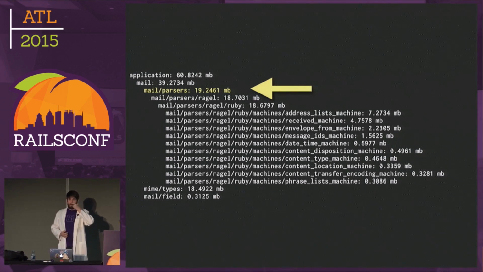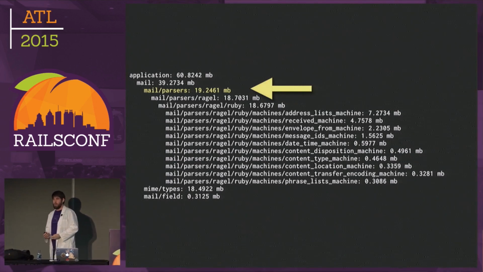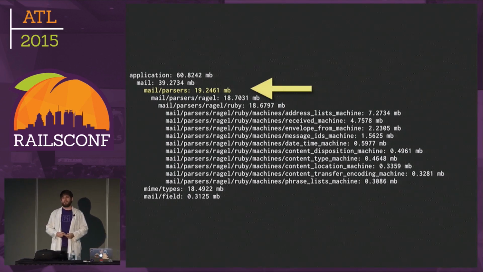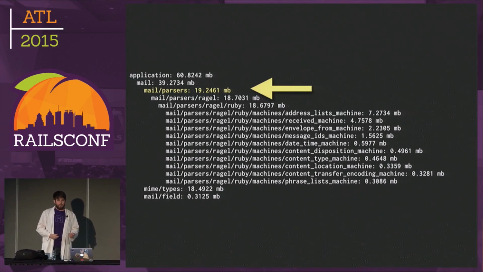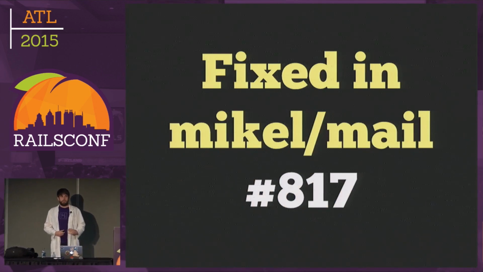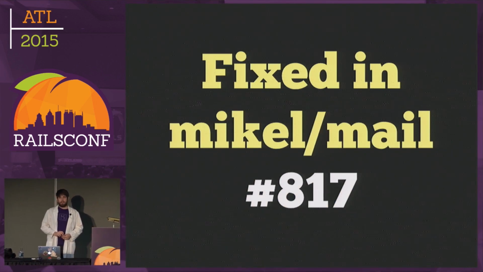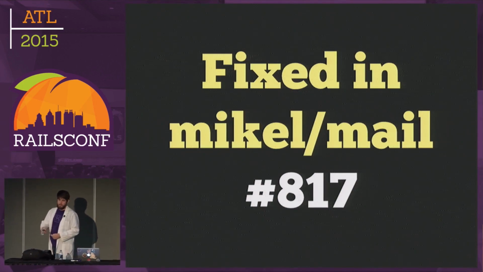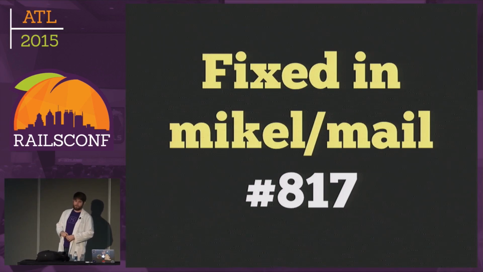Most applications, and our customer wasn't using this, are not parsing mail, so they don't even need it. So the fix was actually to just lazy load that, or if somebody really wants to load it and take advantage of copy on write optimizations, then they can require it before their application forks.